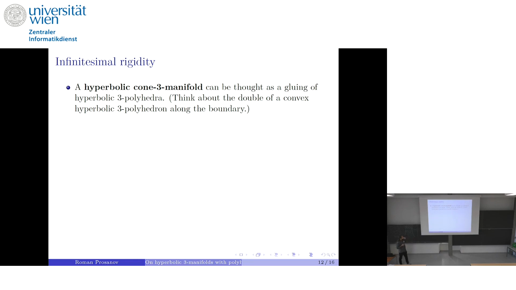The main example that I suggest you think about is to just take a convex hyperbolic 3-dimensional polyhedron and double it along the boundary. So you will already obtain a nice example of a hyperbolic cone-3 manifold. Cone-3 manifolds like this were seemingly first considered by Volkov, a student of Alexandrov, in his quest to give a variational proof of the Alexandrov theorem. Then they were rediscovered by Thurston, and a lot of applications in low-dimensional geometry and topology were found.